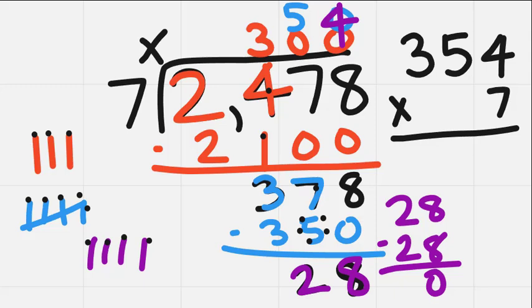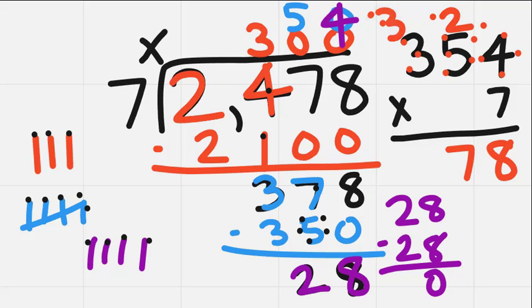Let's check our answer. 7 times 4. 7, 14, 21, 28. 8 goes below, 2 goes above. 7 times 5. 7, 14, 21, 28, 35. Then add 36, 37. 7 goes below, and then carry the 3. 7 times 3. 7, 14, 21. Then add 22, 23, 24.